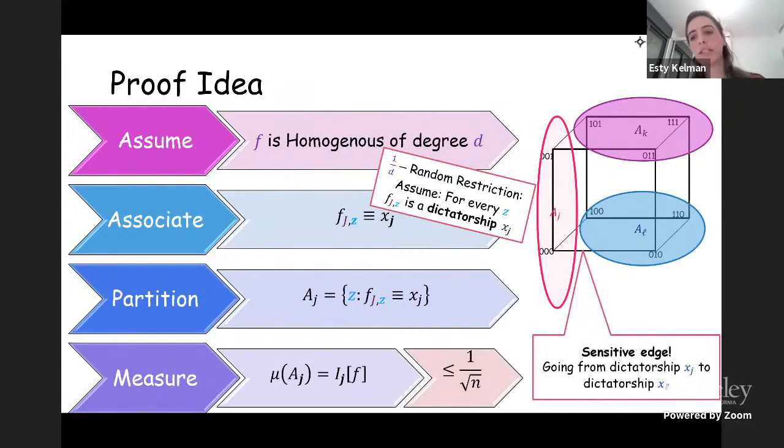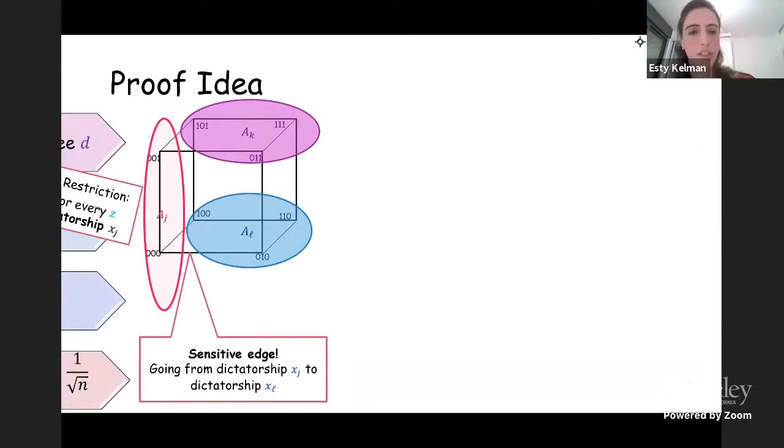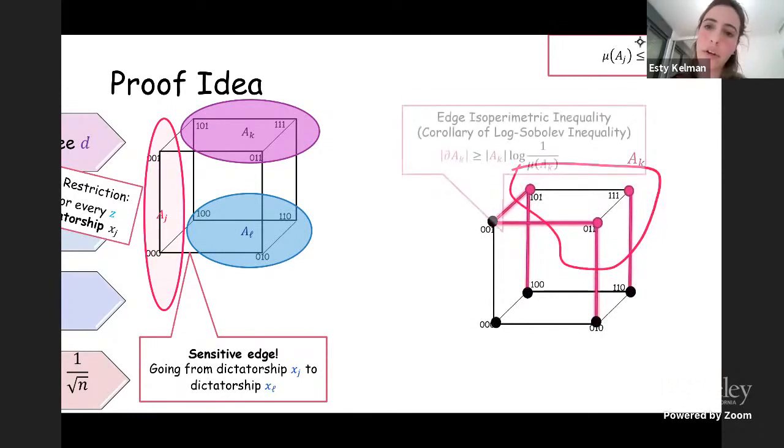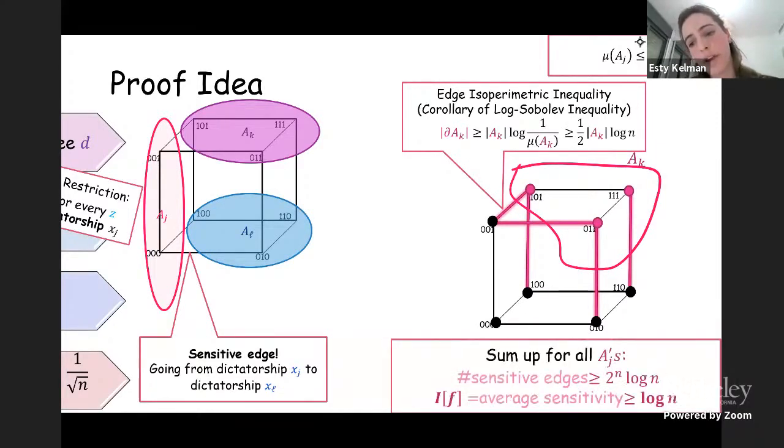So now we need to find other sensitive edges. Look at an edge that is in between two sets. We can see that this edge is going from one dictatorship to another dictatorship, and therefore this edge is sensitive. So now we can just count all of these edges, and we can see that there are many edges in between the sets. And here we use the edge isoperimetric inequality, which we can use only in this case. It's just a corollary of the Log-Sobolev inequality and says that we have many edges going from inside a small set to outside it. We can sum up all of them together to get that we have large average sensitivity, which is the total influence. And this is the idea of the proof.